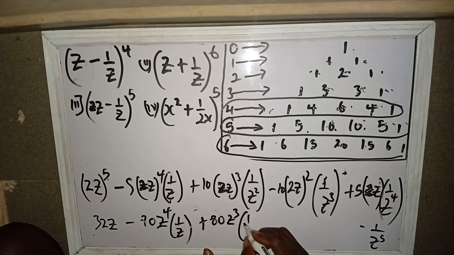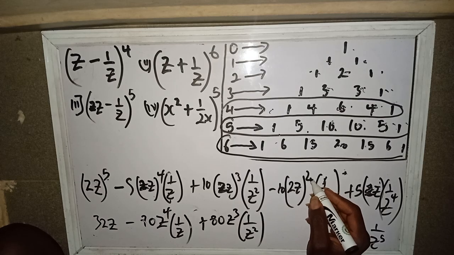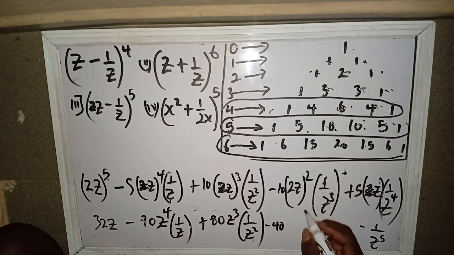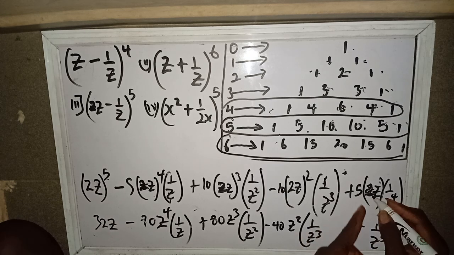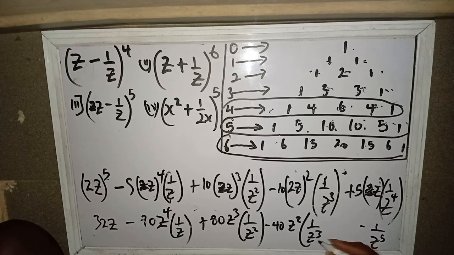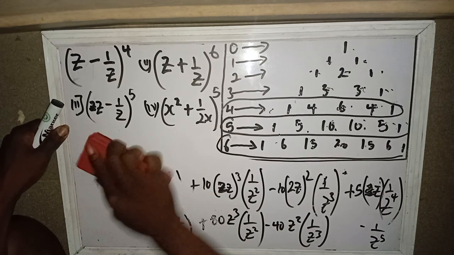Z cube, 1 over z square. Then 2 square, 4. 4 times 10, 40. Then z square, 1 over z cube. I hope you can see. So this is 2. 2 times 5, 10. Then you have 10z, 1 over z to the 4, then minus 1 over z to the 5. That's just it. That's very beautiful.